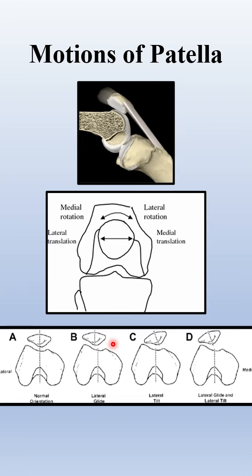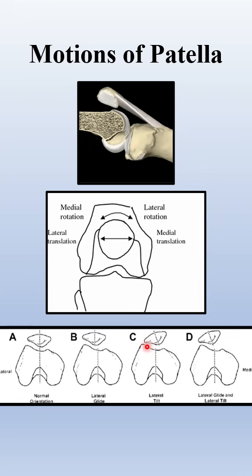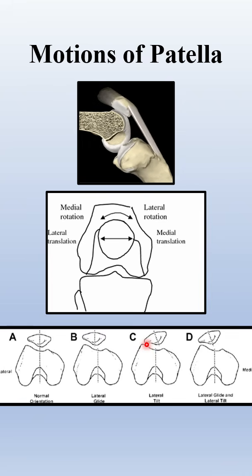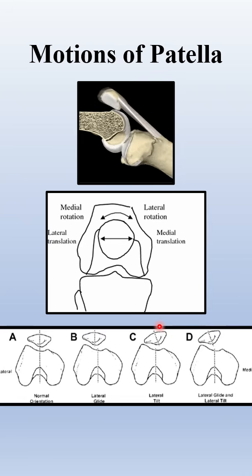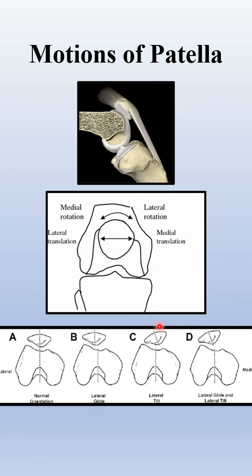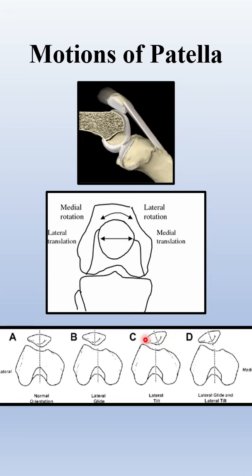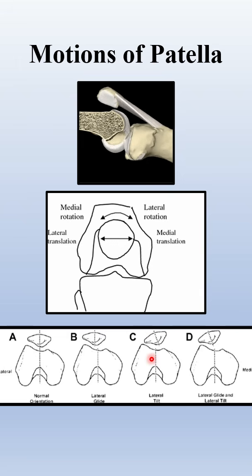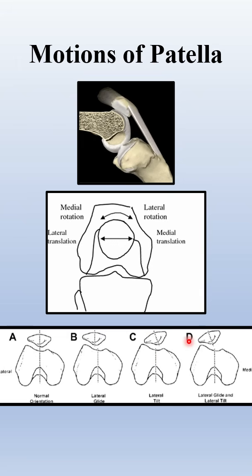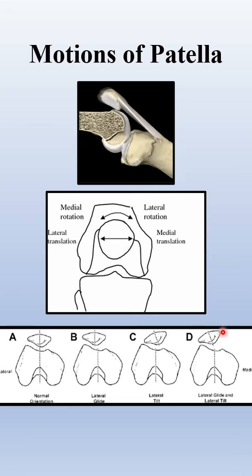But if it has not shifted and is in place, but is just tilted or rotated to one side, such that one of its poles, say the lateral pole, is more inferior, and the medial pole is superior and more prominent, then it is lateral tilt. If the medial pole or medial border is downwards and the lateral one is upwards and more prominent, then it is a medial tilt. And if there's a combination of both, where the patella is shifted from center and also tilted in one direction, then it is a combination of glide and tilt.